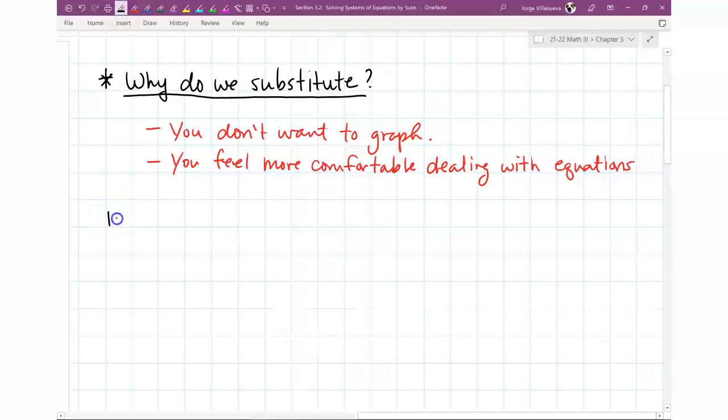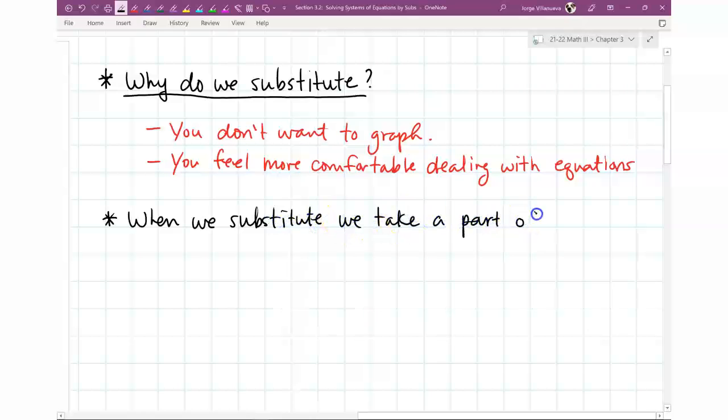Okay, so I'm just going to kind of put that right here. So when we substitute, we take a part of one equation and place it in another equation.